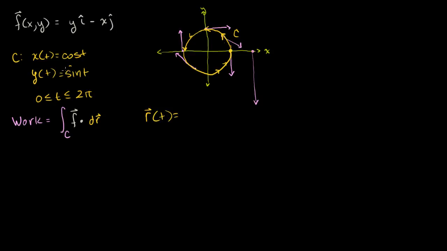r of t is equal to x of t, which is cosine of t, times i, plus y of t times j, which is just sine of t times j. And likewise, this is for 0 less than or equal to t, which is less than or equal to 2 pi. This and this are equivalent.